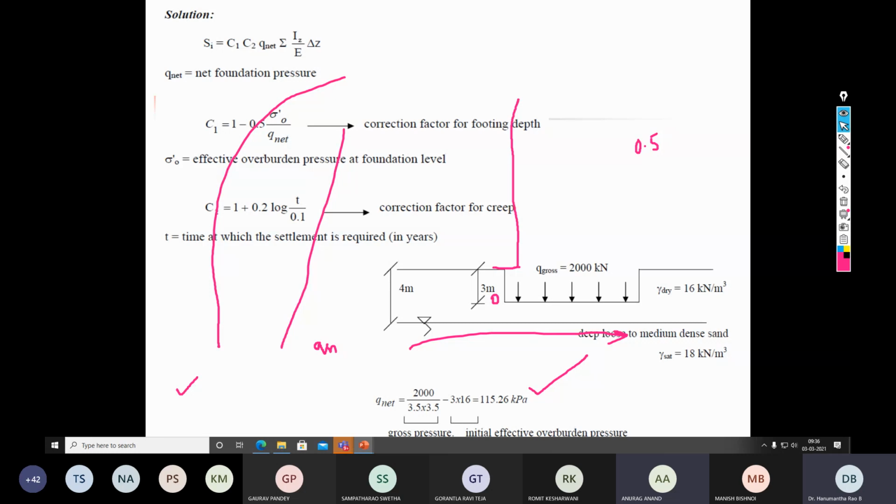Sir, if the water table is at ground level, will we take the effective pressure as overburden pressure or the total pressure? If the groundwater table is at the surface, in fact, you need to take the effective, not the total one.